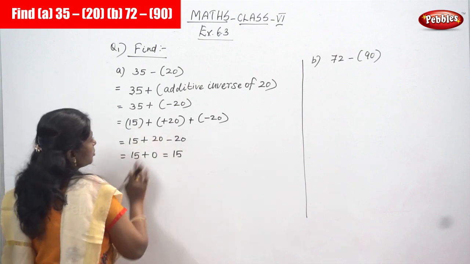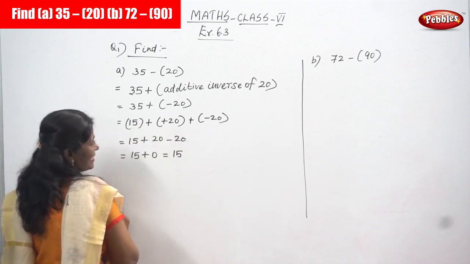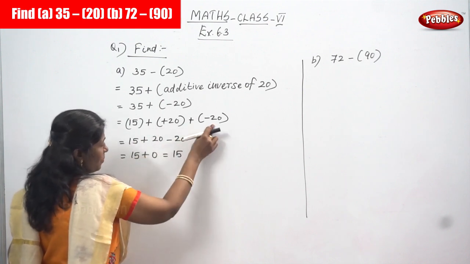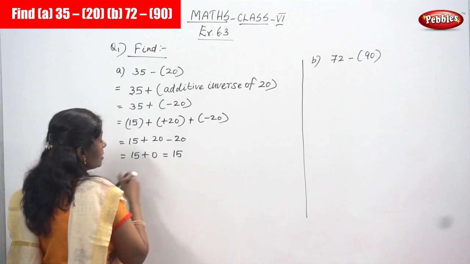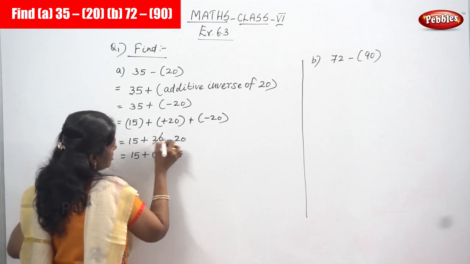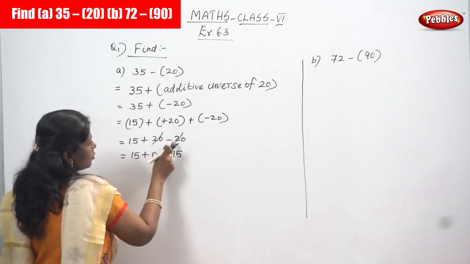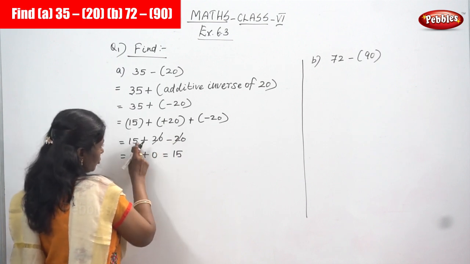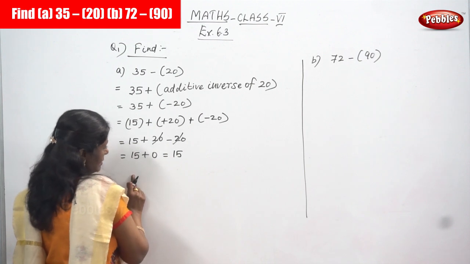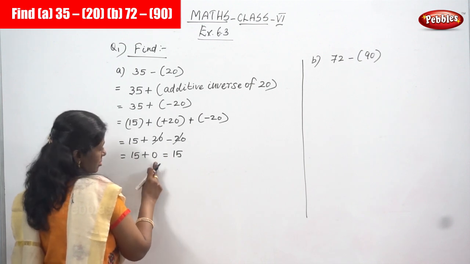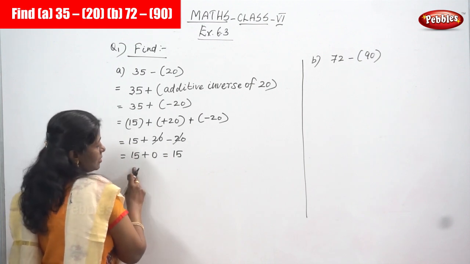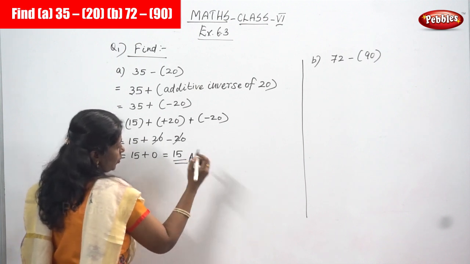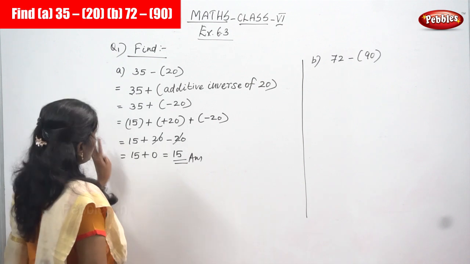After that you have to remove the brackets. Then 15 you write as it is. Then plus into plus, you write plus 20, and plus into minus, you write minus 20. Then plus 20 and minus 20 you cancel, because the same numbers with different signs cancel, and you get 0. Bring down the 15 as it is, then add 15 plus 0. Any number added with 0 gives the same number, so 15 is the right answer for the question. I hope you understand.